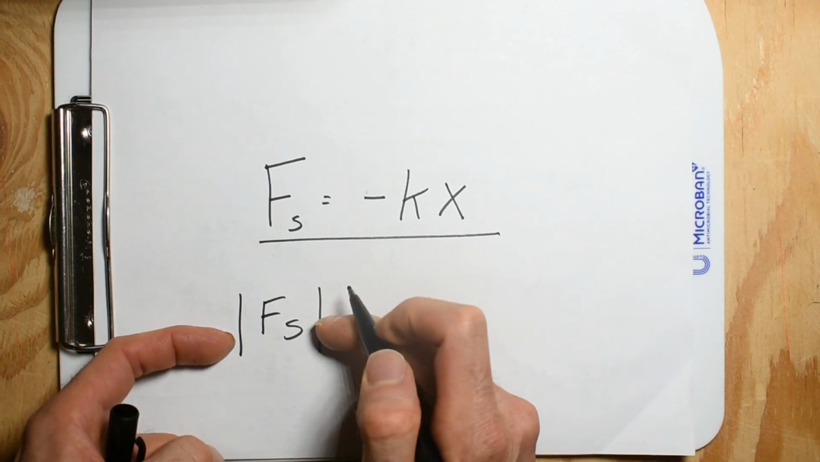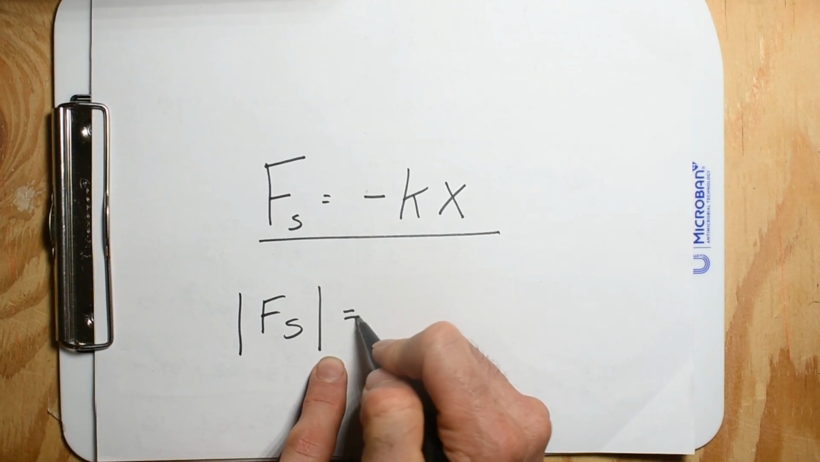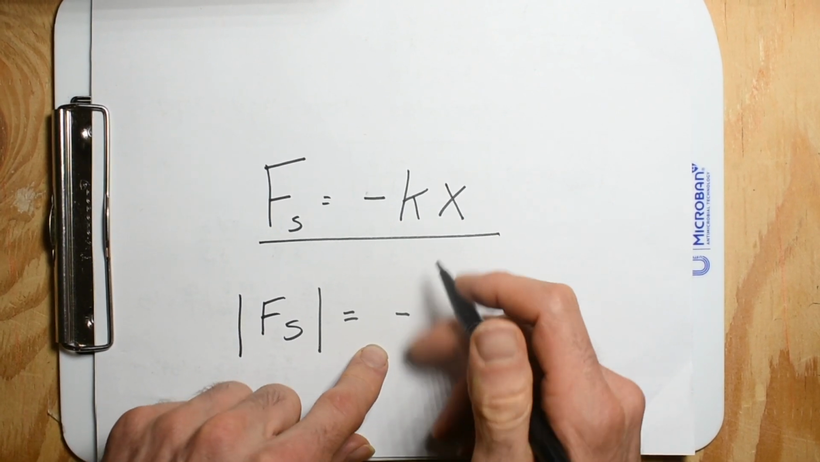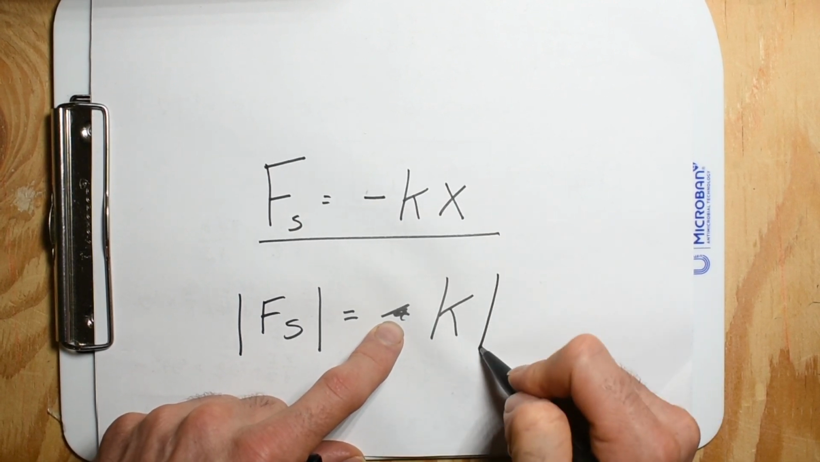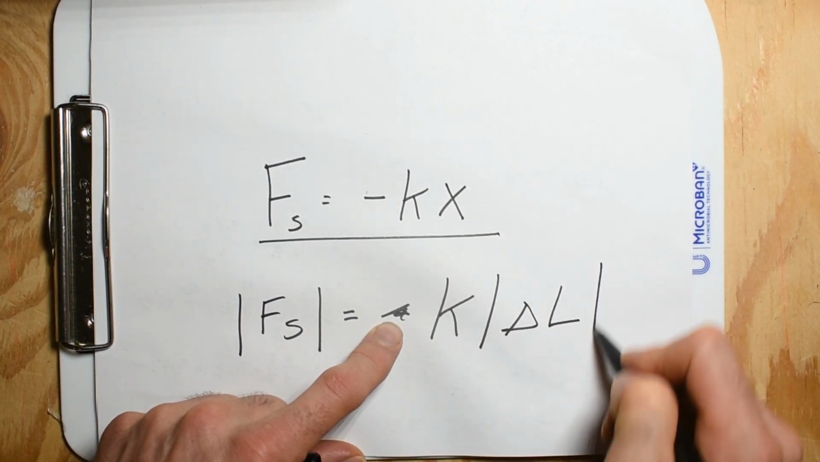The magnitude of the force of a spring is k times the absolute value of the change in length.